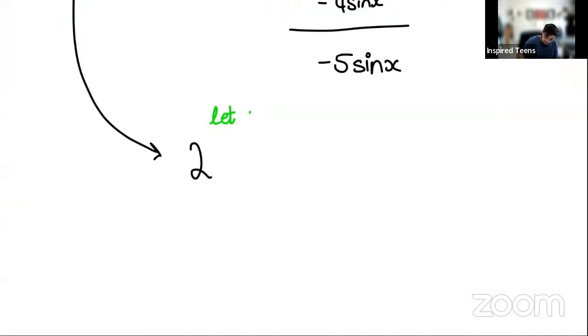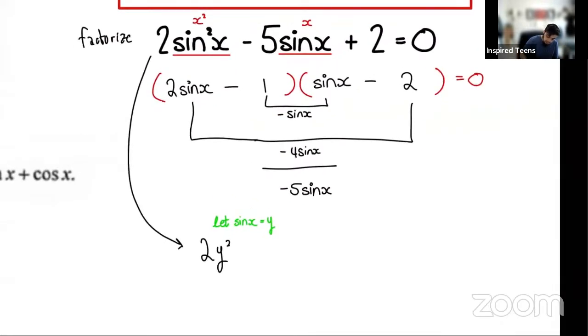We can't really say x because sine x can never be equal. Oh no, it can be equal to x, but let's just use y. If sine x is equal to y, we can say 2y squared, because sine x is y, so sine squared x is y squared. Okay, let's just use x. We'll make it easier.